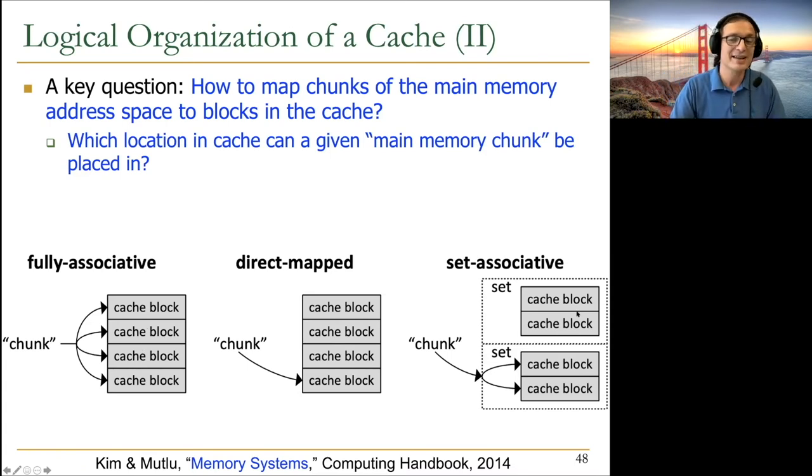Okay, and there's an in-between thing called set associative. A chunk can go more than one place, one potential cache block, but not to all possible cache blocks in the cache. So you have somewhere in between. And that's called set associative, and we will see that also. A chunk can go to a set of cache blocks, but not to the other sets. Okay? So we're going to see this by building the cache.